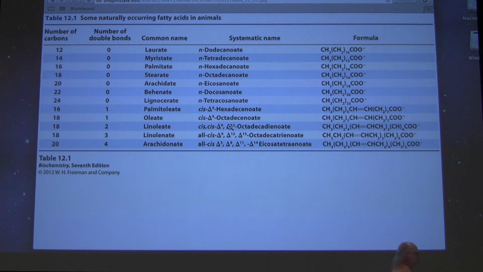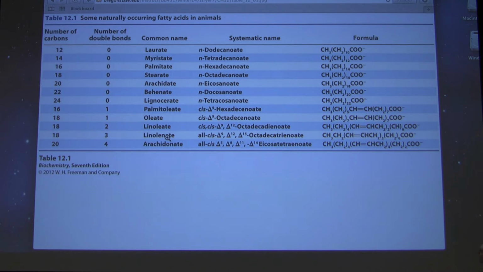Linoleic acid, these are the salts here, is an essential fatty acid. Linolenic acid is an essential fatty acid. We have to have them in our diet.